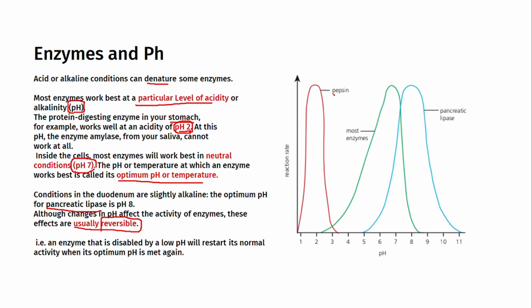So for instance, pepsin has an optimum pH of 2, so that's why we know that this one is for pepsin. This one is at 7, which is for most enzymes and enzymes inside the cell. Now the one which has an optimum pH of 8, here I'm trying to reach the 8, is the pancreatic lipase found in the duodenum.